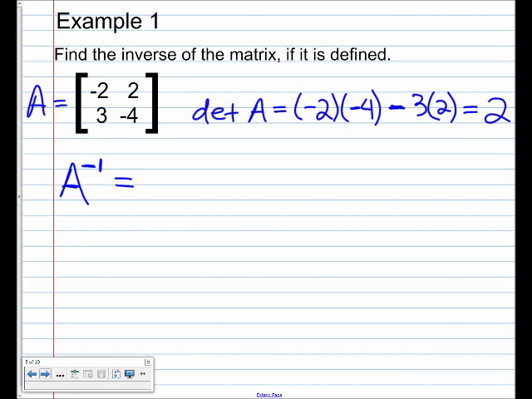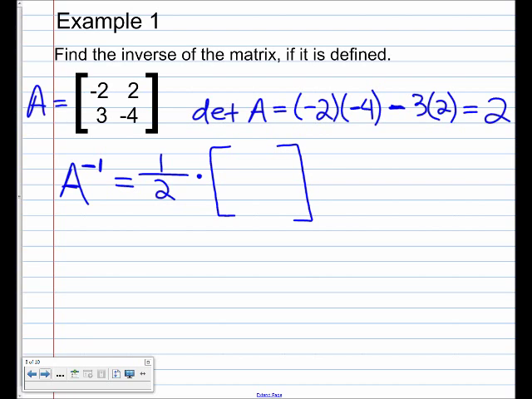Equals. I want you to write 1 over, and what did Adon just find for the determinant? 2. So whatever you get, you put there. So if we would have found 4, it'd be 1 over 4. If it's -8, it's 1 over -8. That's what you put there. Times. Here's where it's a little tricky.